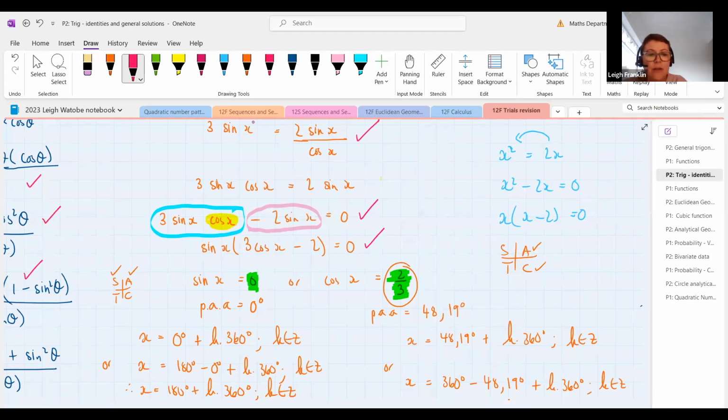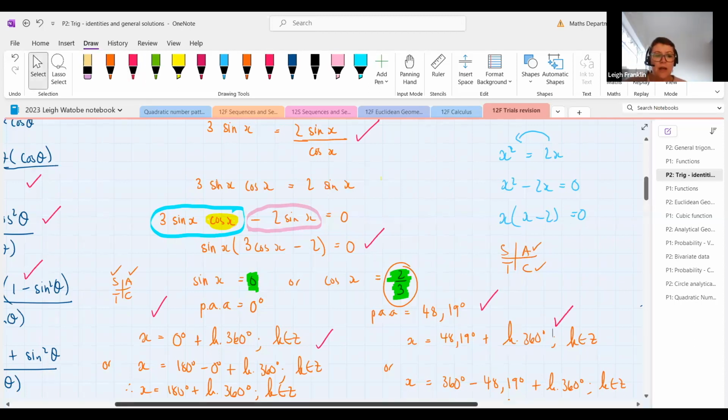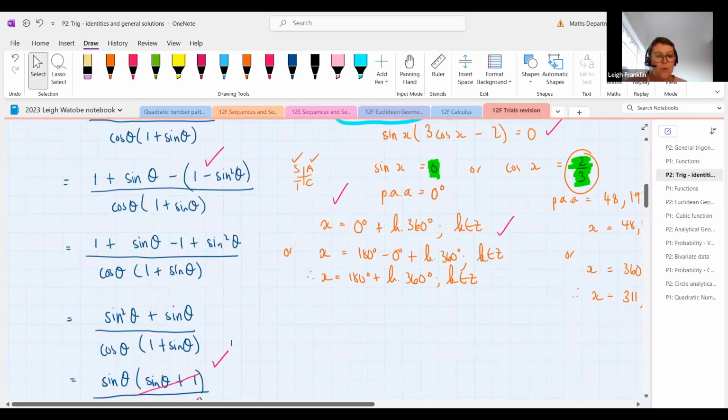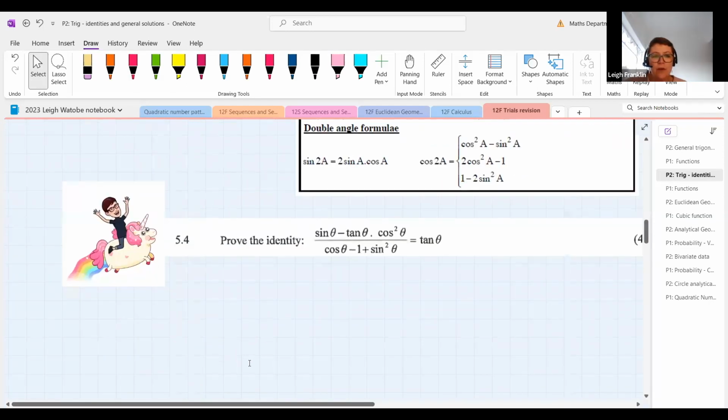There's definitely going to be a mark on the correct quadrants. And then on your general solutions, 1, 2, 3, 4, 5. So maybe not a mark over here, and then quadrants and general solutions on that side over there. All right, let's go down and have a look at another identity.